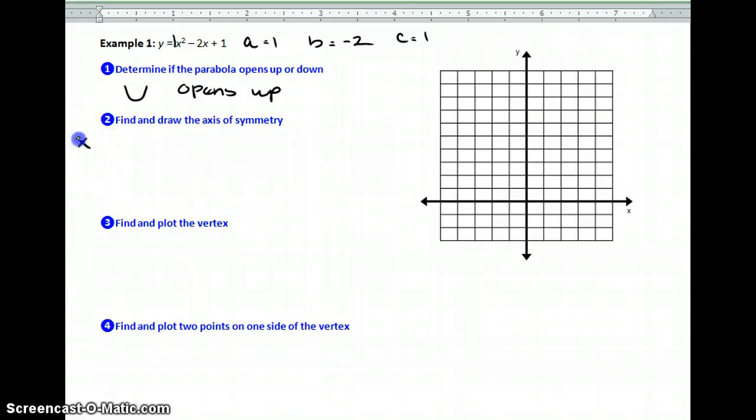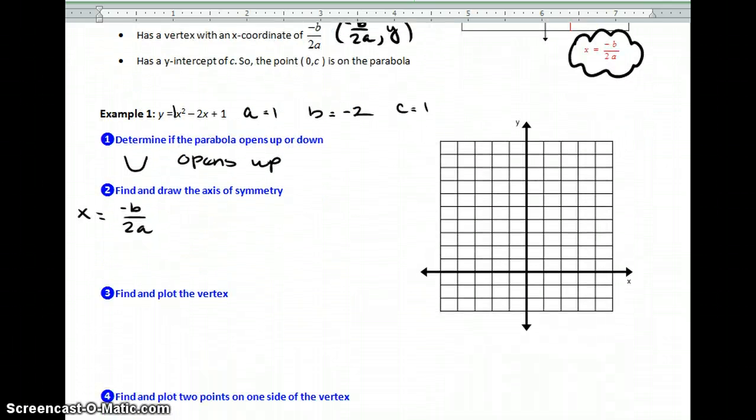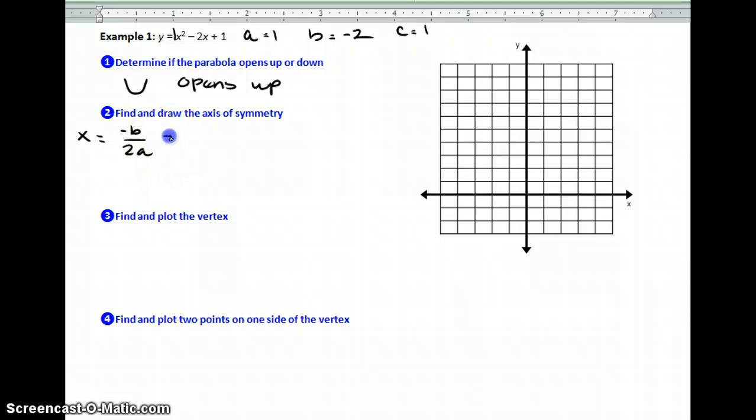The next thing I want you to do is find and draw the axis of symmetry. The axis of symmetry is x equals negative b over 2a. That was the formula that we wrote down in red right here. Remember it. So negative b, well, the b is negative 2, over 2 times a. What's the a? 1.